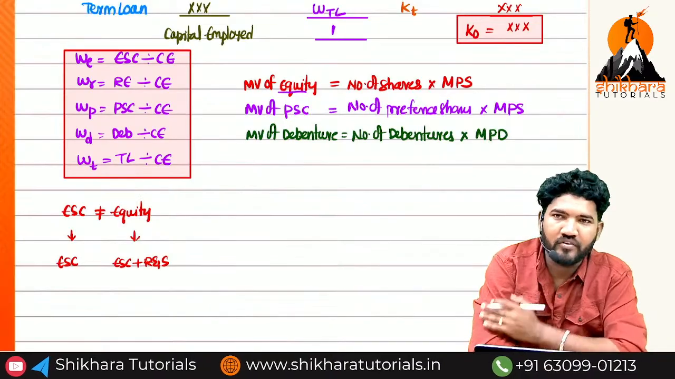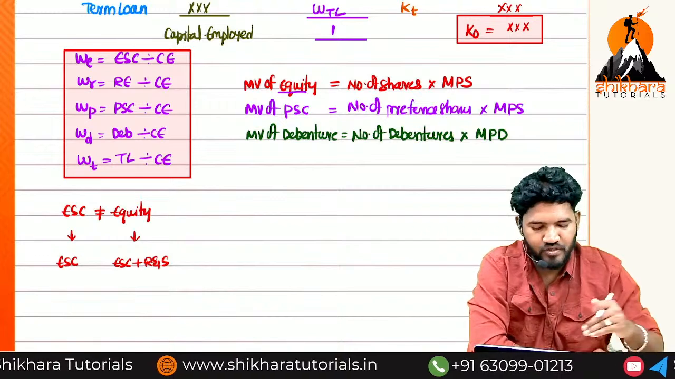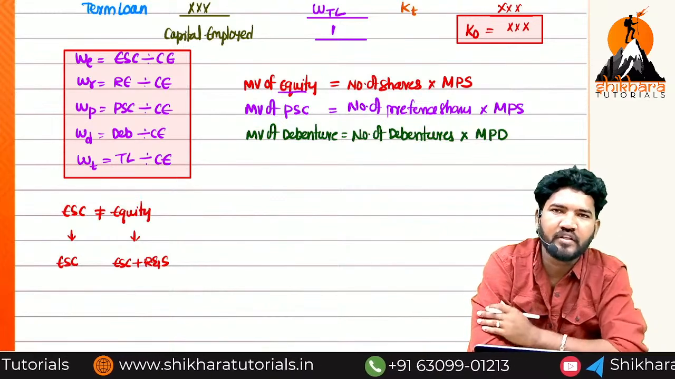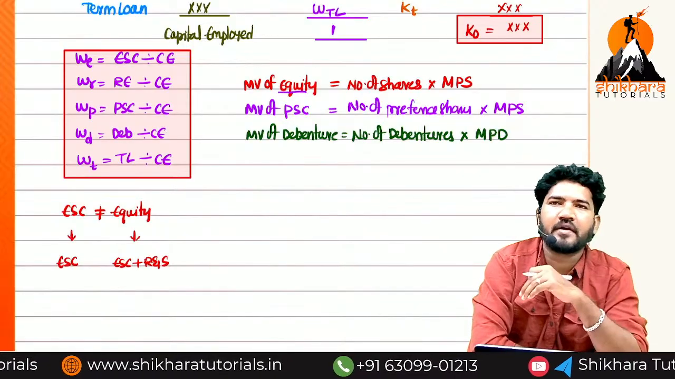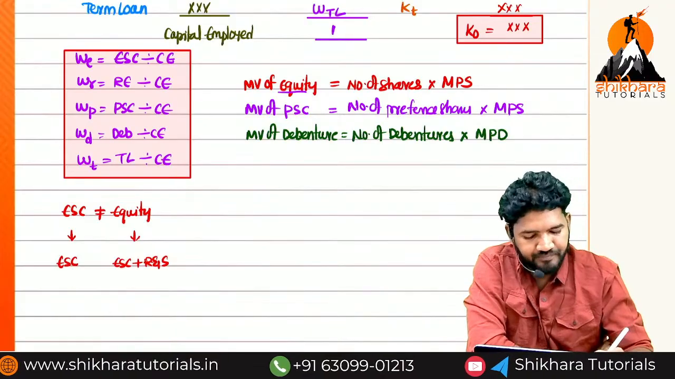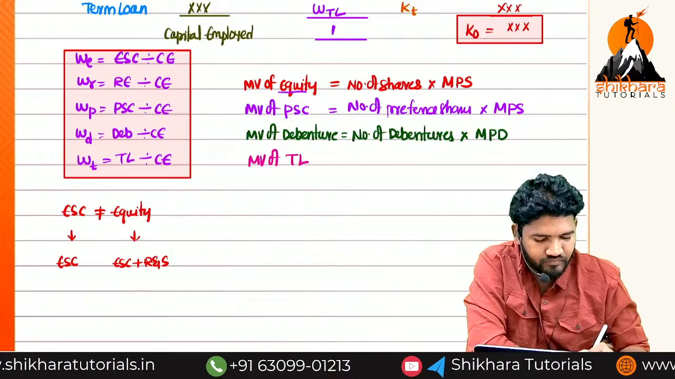What about the book value? They will give it in the question paper. This is the only thing you have to learn for market value calculation. Why? Because market values they will not give. They will give the number of securities and market prices. With the help of that, you have to figure out market values. Are you okay?